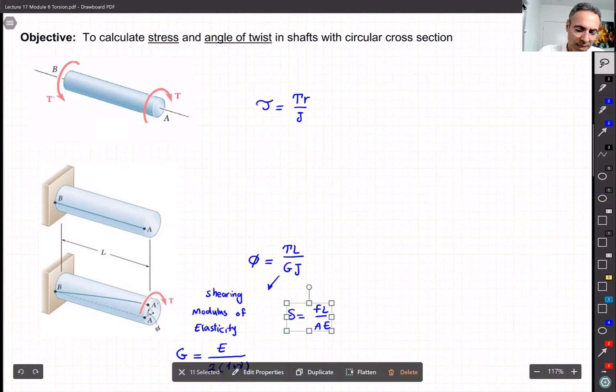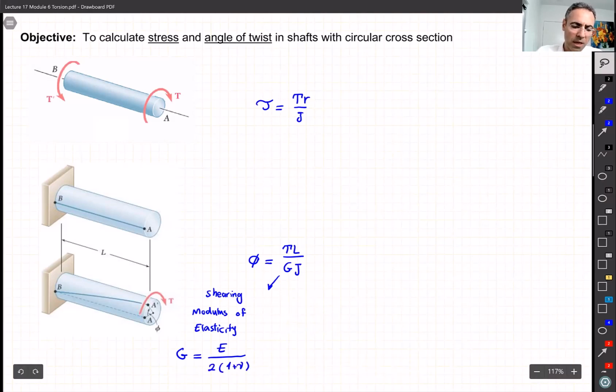Let me get rid of that part. And again, don't forget this phi, the unit is going to be in radian. Okay, it's not going to be in degree, it's going to be in radian.